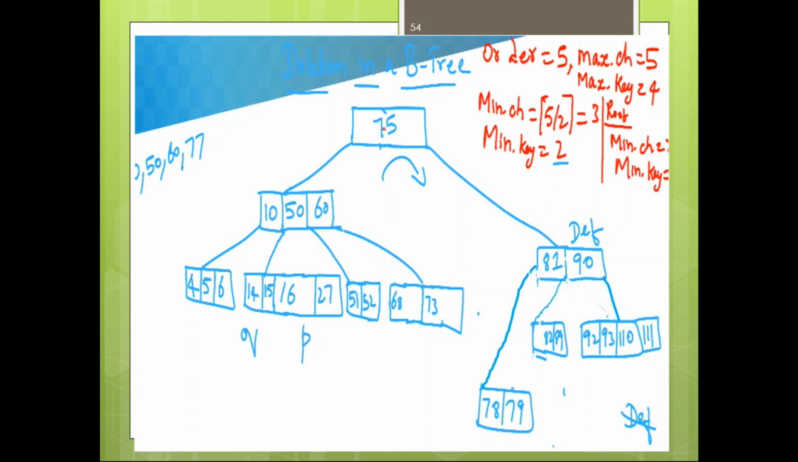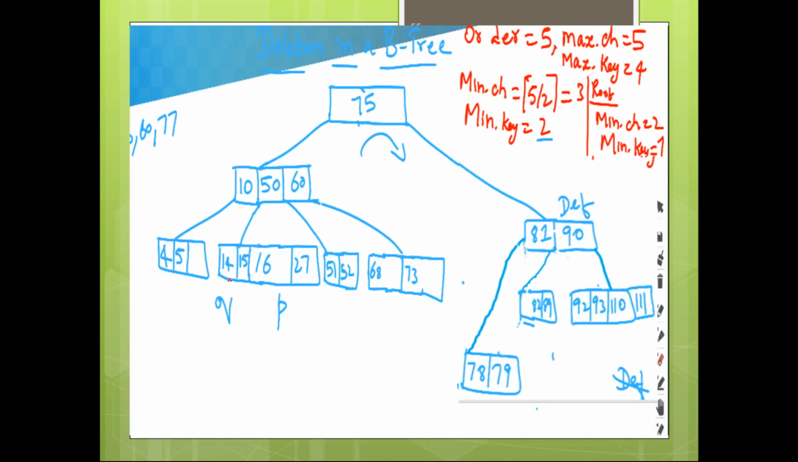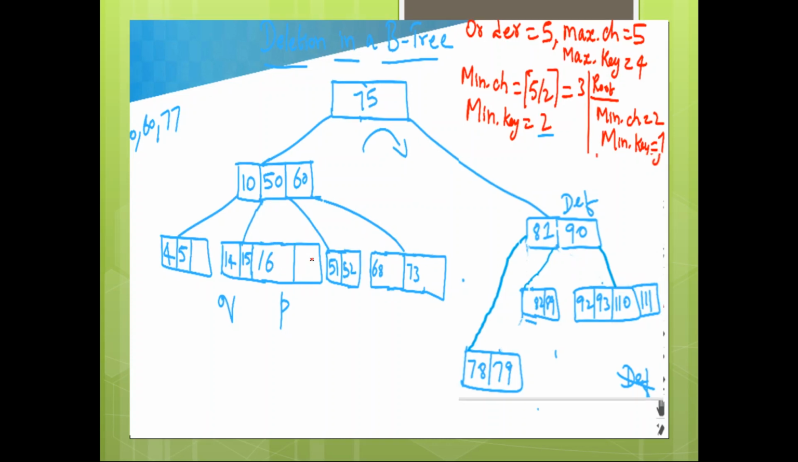So 6 is less than 75, less than 10, it's here, we can delete directly. Okay, it will be deleted, that's it. Okay, next 27, how to delete 27? 27 is less than 75, greater than 10 and less than 50, so follow this path. So it is here, 27, again it's in the leaf node, and the node is having more than minimum keys, so we can directly remove 27.